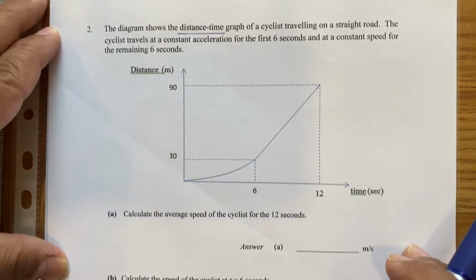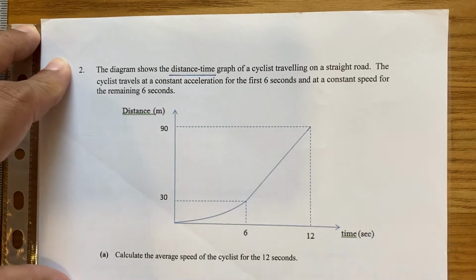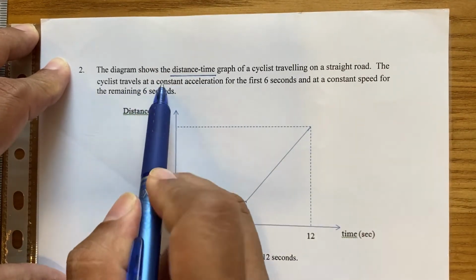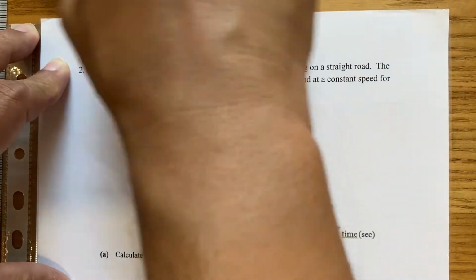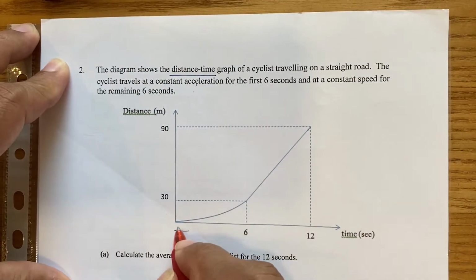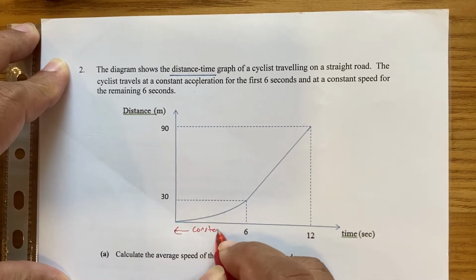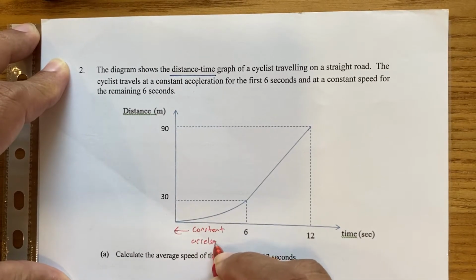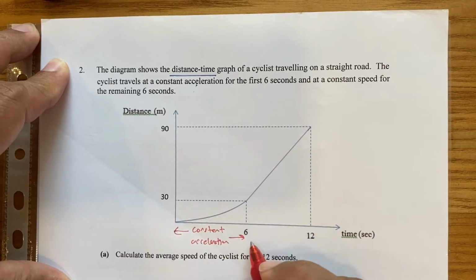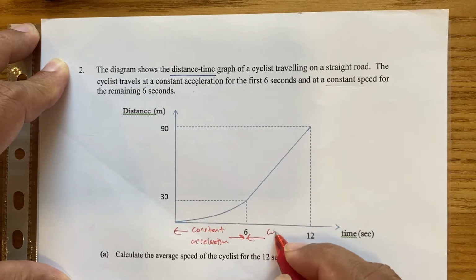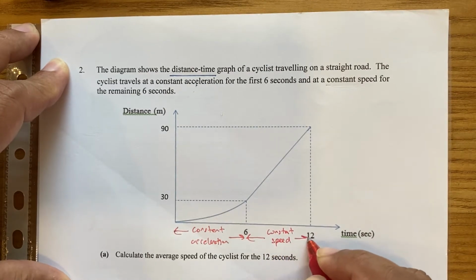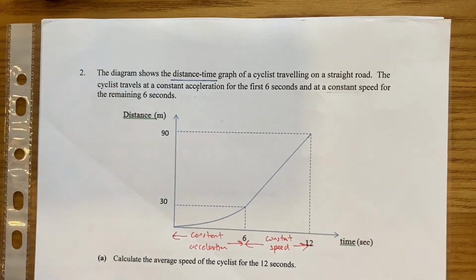Now, I need to just analyze the question. They mentioned that the cyclist travels at a constant acceleration for the first 6 seconds. So for this one, this is a constant acceleration, so we just write constant acceleration. And for the remaining 6 seconds, it traveled at a constant speed. If it's traveling at constant speed, it's still moving forward, because it's still traveling.